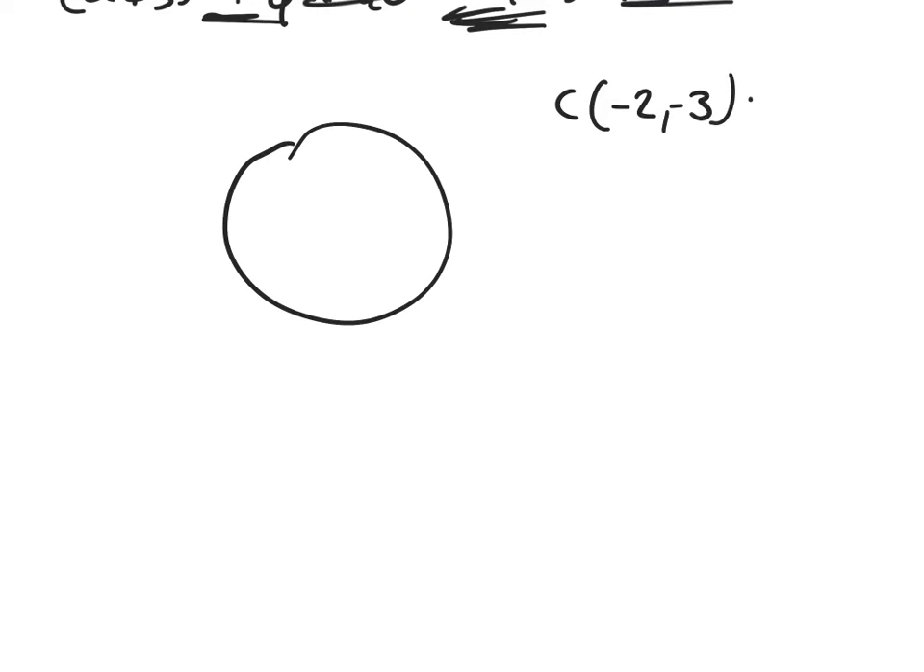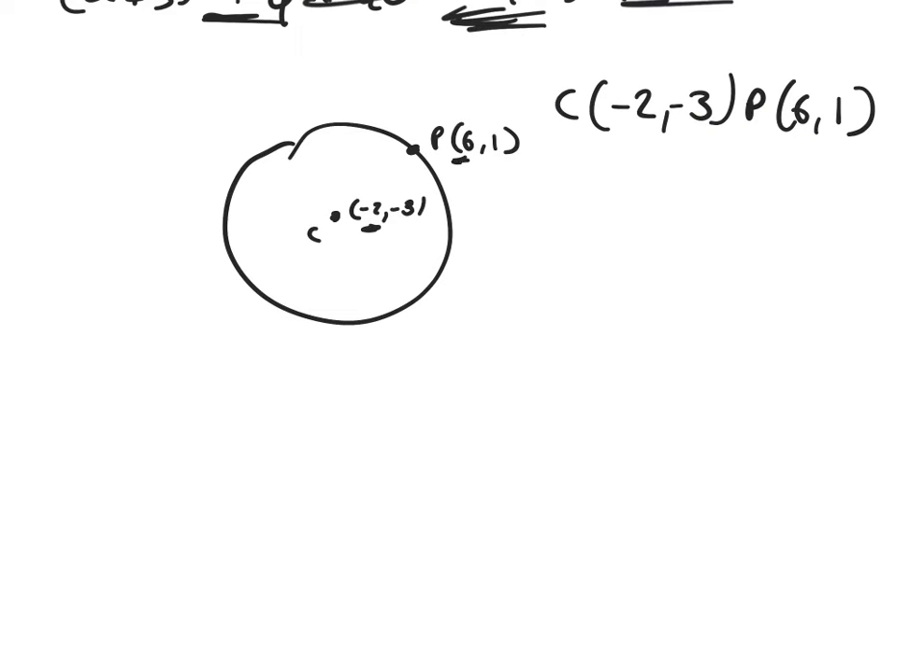Okay, let's try one more like this. This time we've got circle centre minus 2, minus 3, and lying on the point P, 6, 1. So that could represent minus 2, minus 3. And here is the point 6, 1.